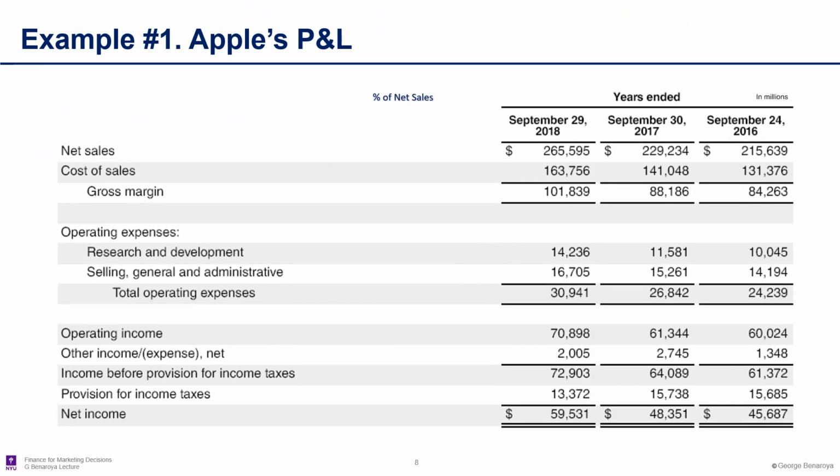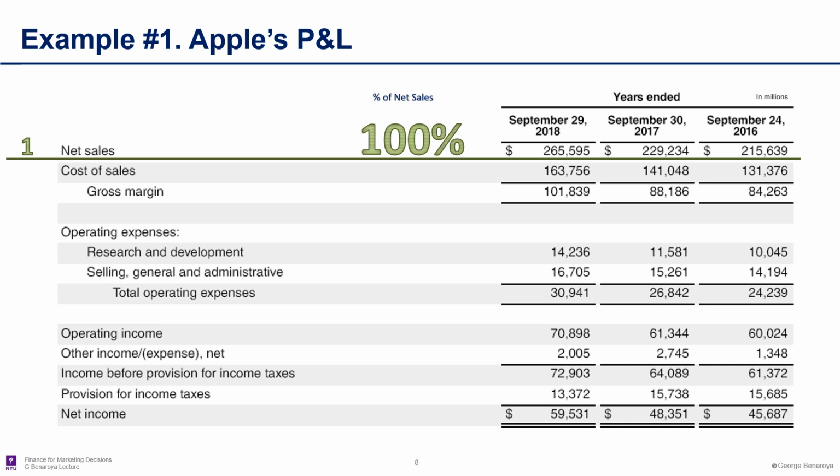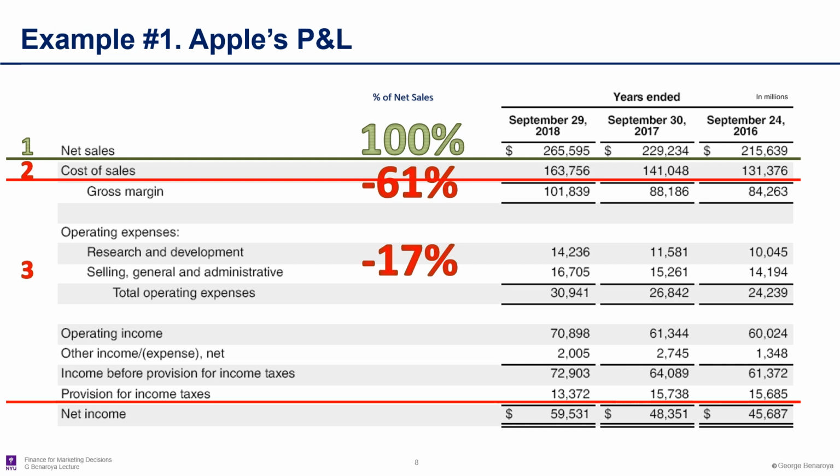Let's practice now how to read any P&L. What we want to do is to break what we're looking at into those 3 pieces I just mentioned. Example number 1, Apple's P&L. First, net sales. Second, cost of sales. And third, expenses. To make it easier for you to do the math, I added the percentage of net sales, but you can look at the full dollar amount on the right-hand side. Now, the difference between these 3 items will be the net income.